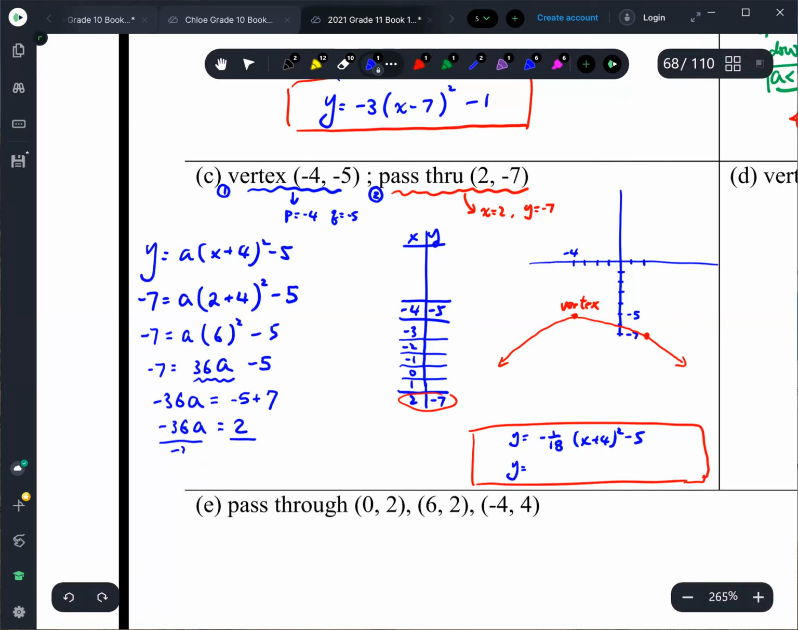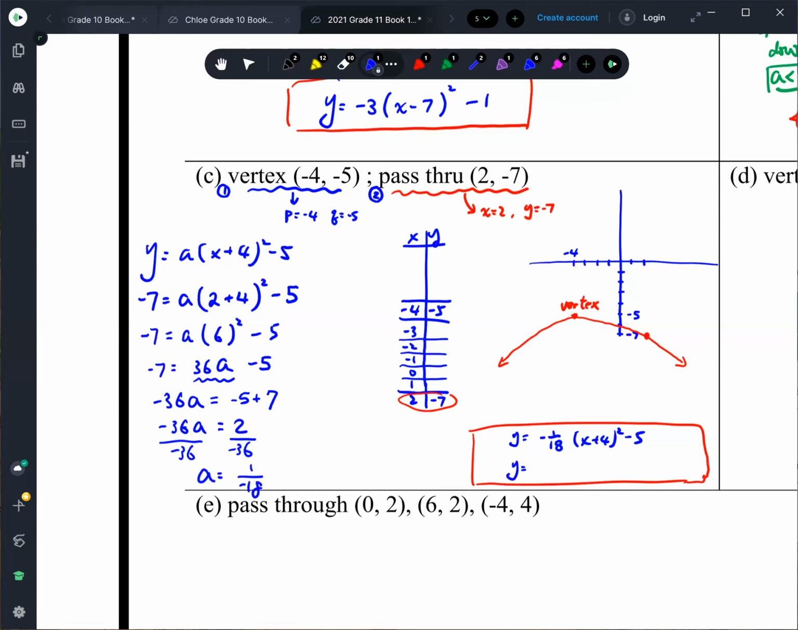-36? Yeah, you want to get rid of -36. So -36 should be at the bottom, okay? So A will equal 1 over -18. Yes, okay? So that's your A, and that is also negative, okay?